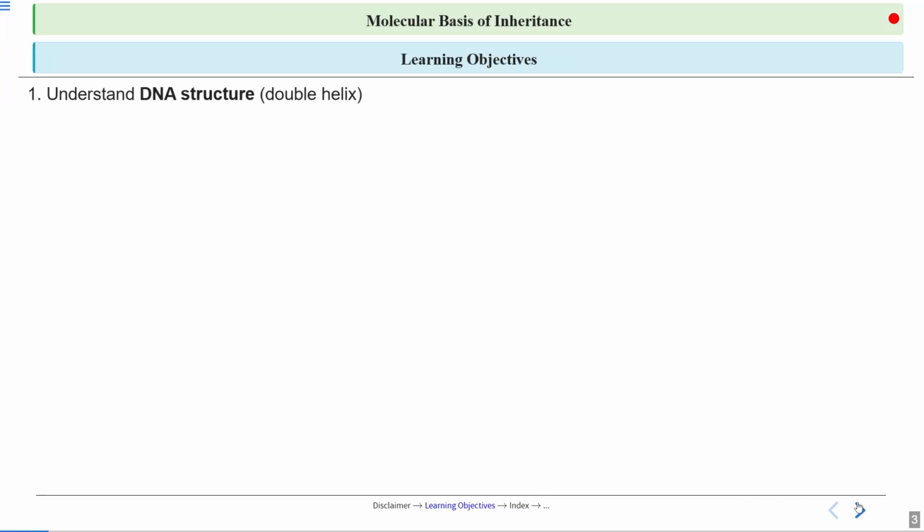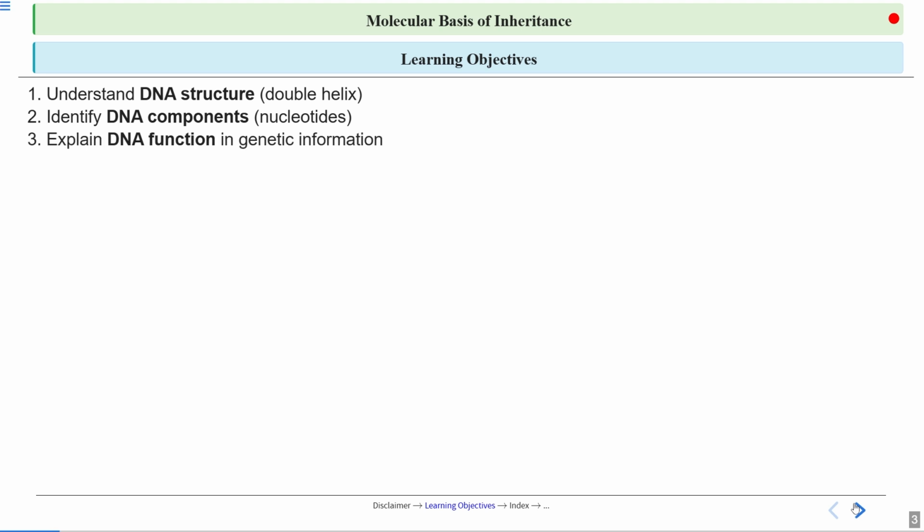So, what is going to be today's learning objective? First, we will understand the DNA structure, the double helix structure of DNA. Then, we will identify DNA components. So, today we will talk about nucleotides and identify different bases, adenine, thymine, all the purines and pyrimidines. And the nitrogen bases, these are the different nitrogen bases. We will talk about everything.